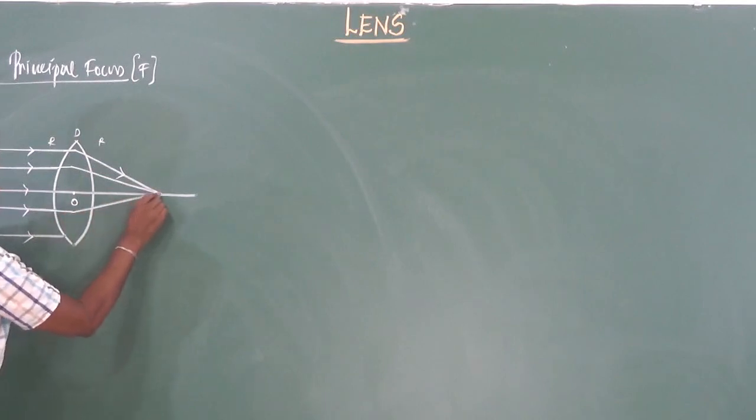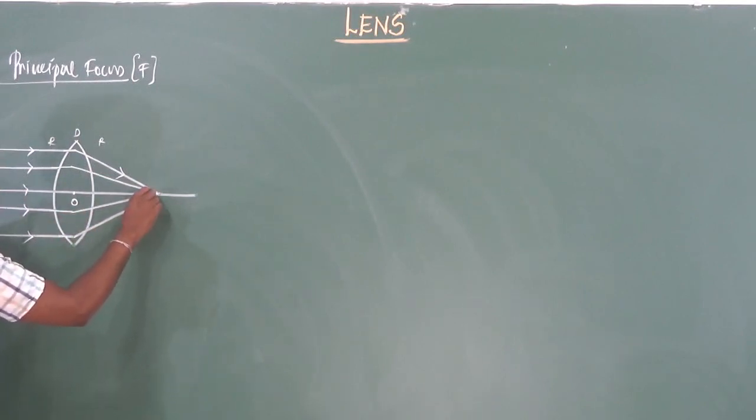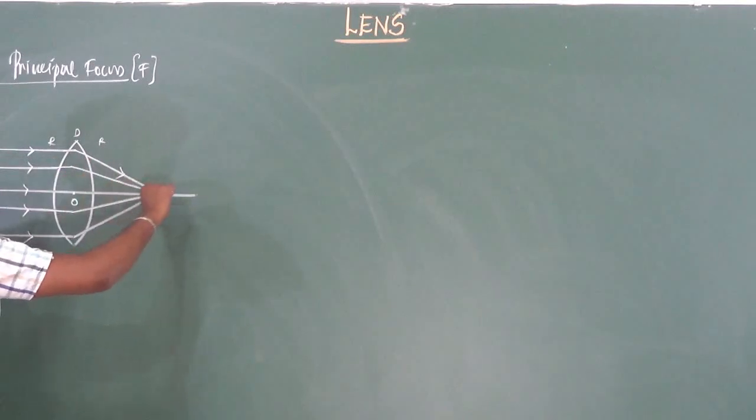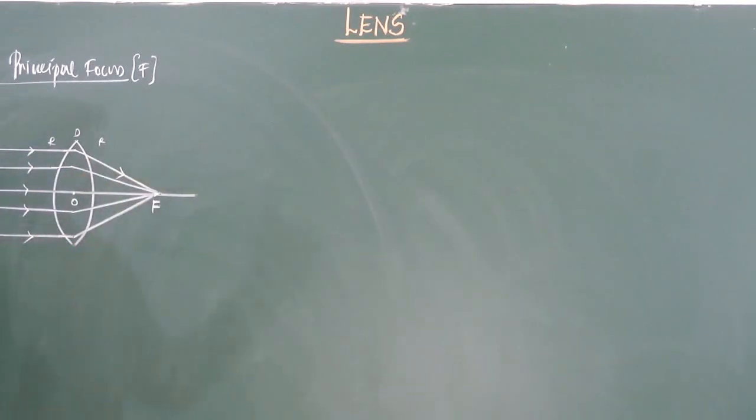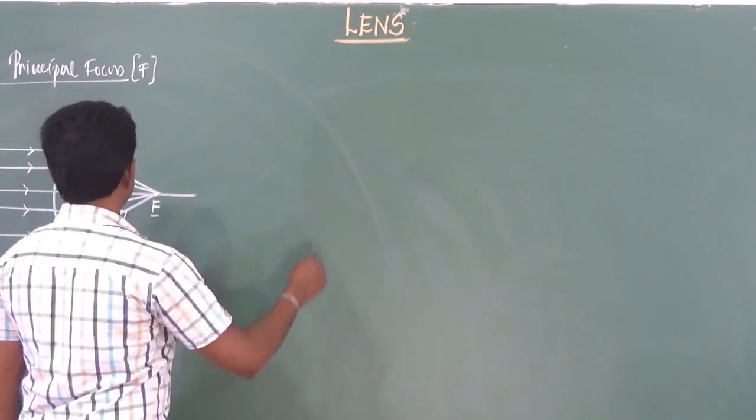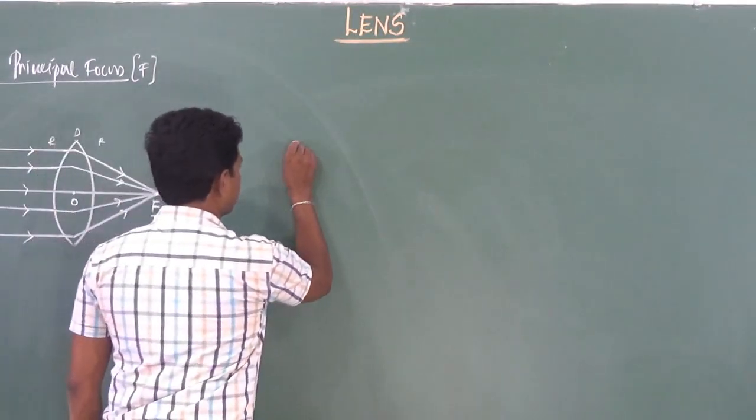After refraction, all these refracted light rays are going to meet at a point on the principal axis. These are refracted light rays, not reflected light rays. Reflection happens in mirrors. These refracted light rays meet at a point on the principal axis, and this is called the principal focus.